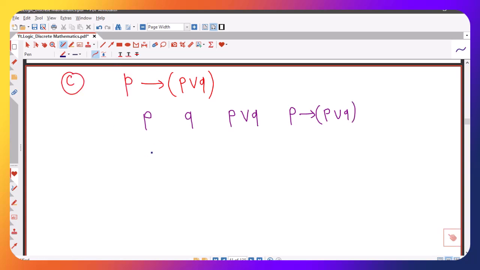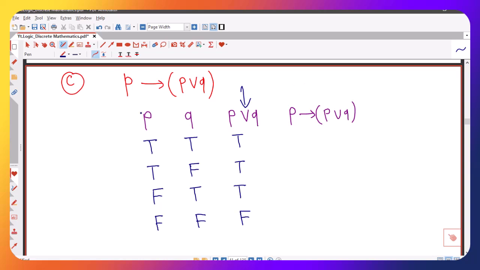For P and Q we have these possibilities: T, T, F, F, then T, F, T, F. And here we have OR. We know that P or Q is true if either P is true or Q is true or both are true. Here both are true, therefore it is true. Here P is true, therefore it is true. Here Q is true, therefore it is true. And here both are false, therefore it is false.